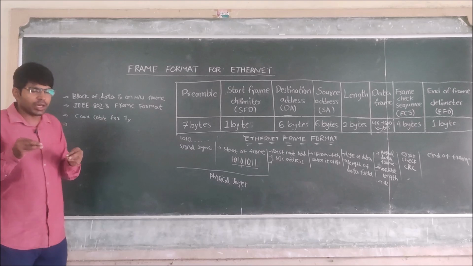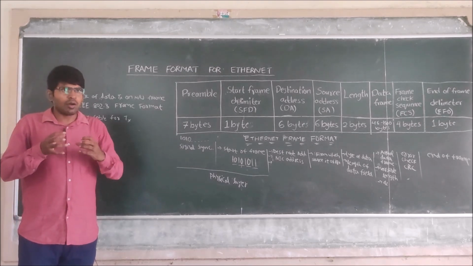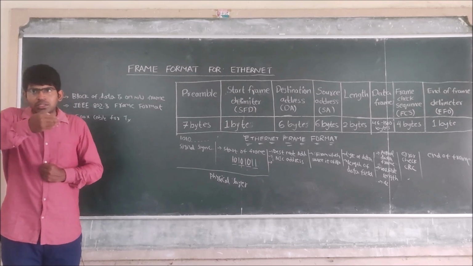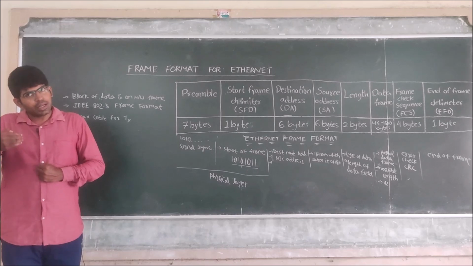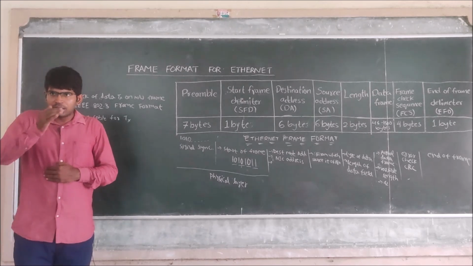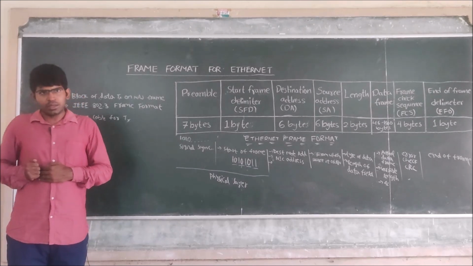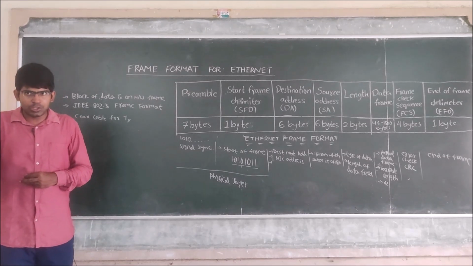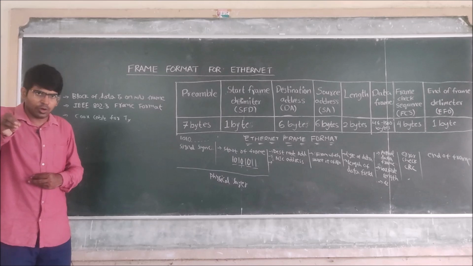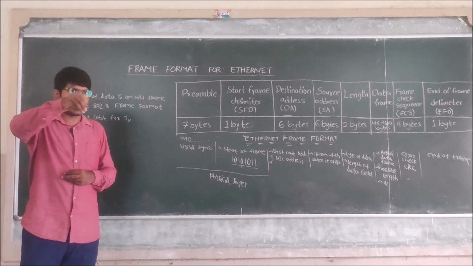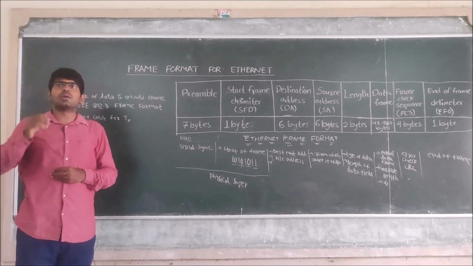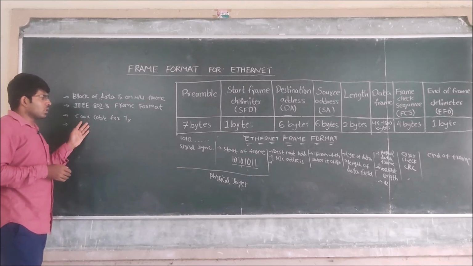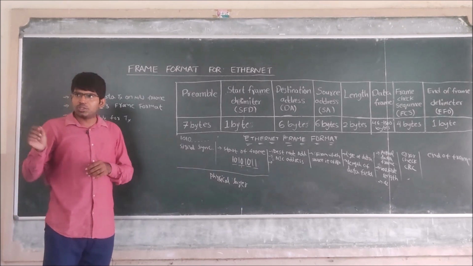The block of data which we are sending, we call it a frame. From network layer packets into data link layer frames, from data link layer frames to physical layer bits. This is how the data flows from the source end. At the destination end, from physical layer bits to data link layer frames, from data link layer frames to network layer packets, and network layer packets to transport layer segments. This is the data flow. We are using coaxial cable for the physical transmission.